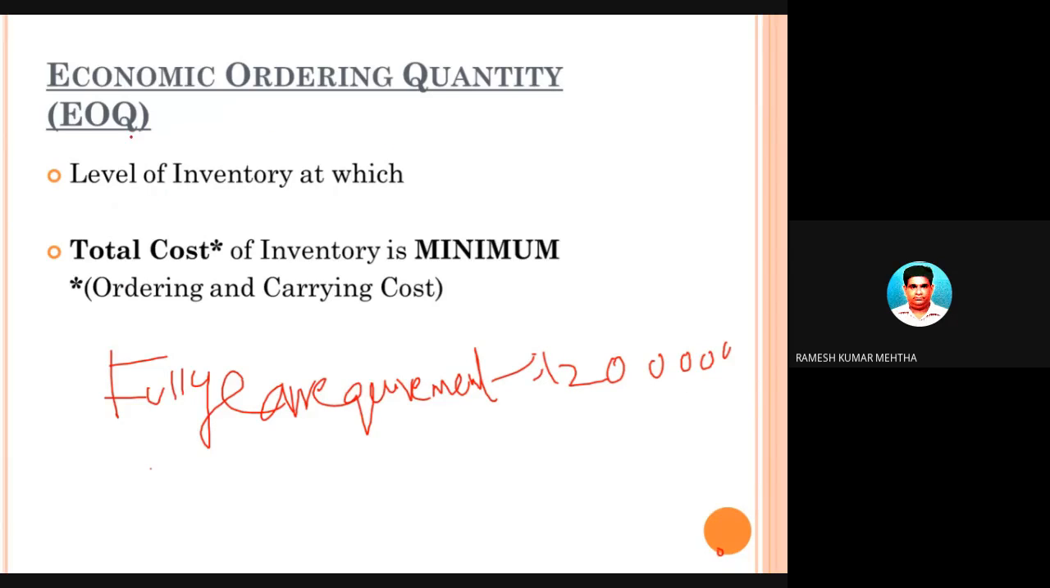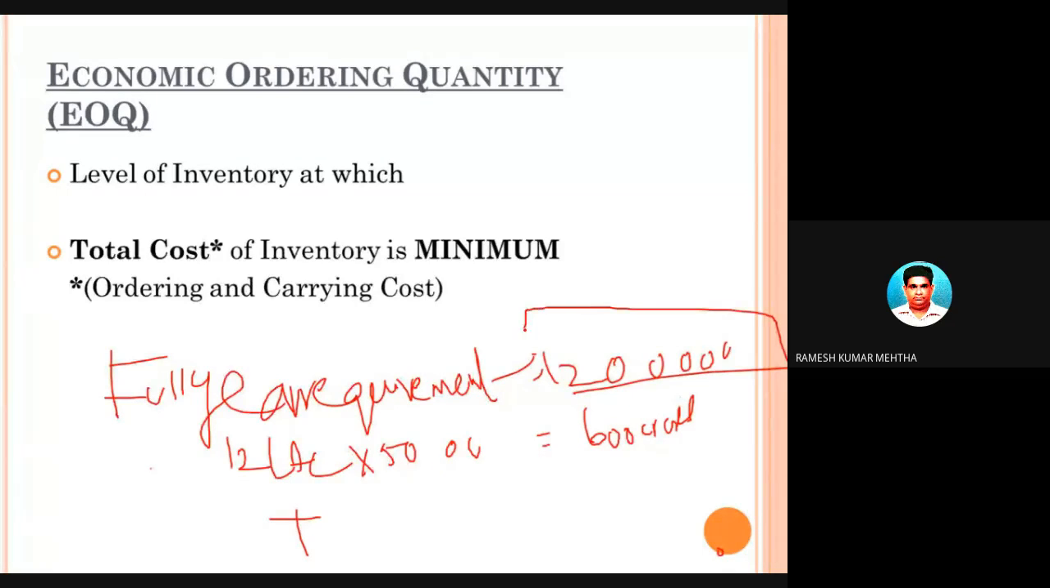Now 12 lakh tires, what is happening? 12 lakhs into some 5,000 rupees per unit. I don't remember the calculation now, but approximately it is 600 crores. Number one. Number two, transportation for 12 lakh units. These 12 lakhs are used annually, but they are purchasing in one stroke.